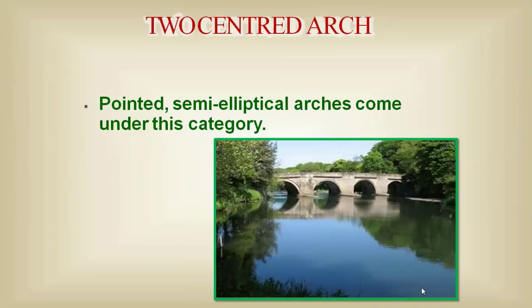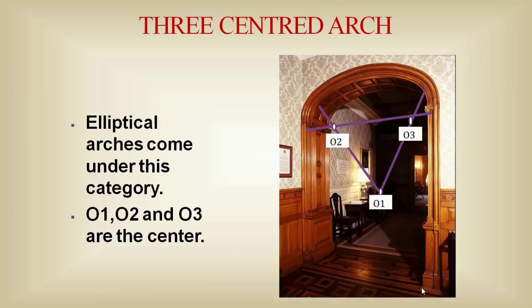Next is the 2 center arch. Basically, the pointed arch and semi-elliptical arch are 2 center arches. Then the 3 center arch. Elliptical arches come under the category of the 3 center arch. You can see in the figure O1, O2 and O3 are the centers. So this is in the category of the 3 center arch.